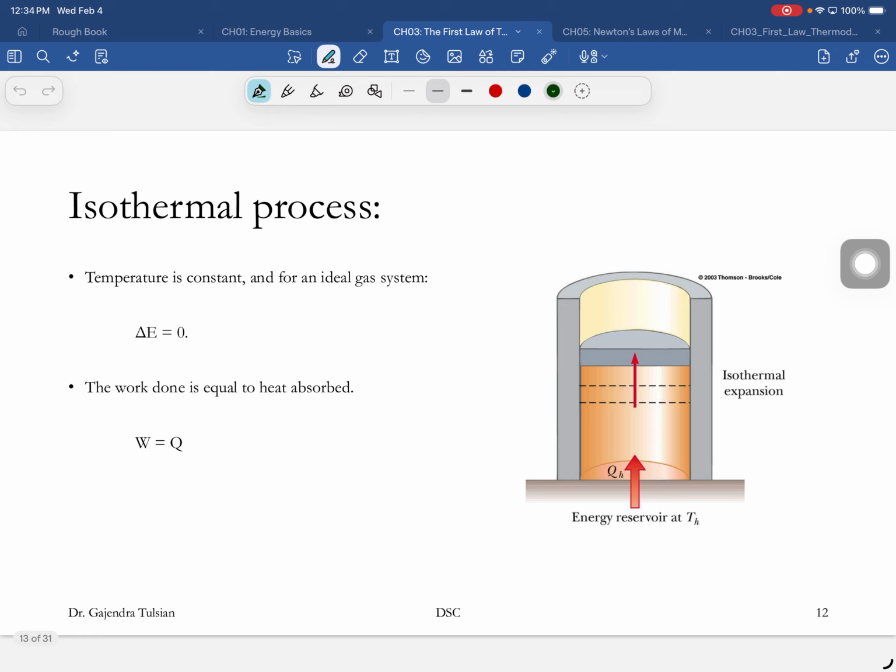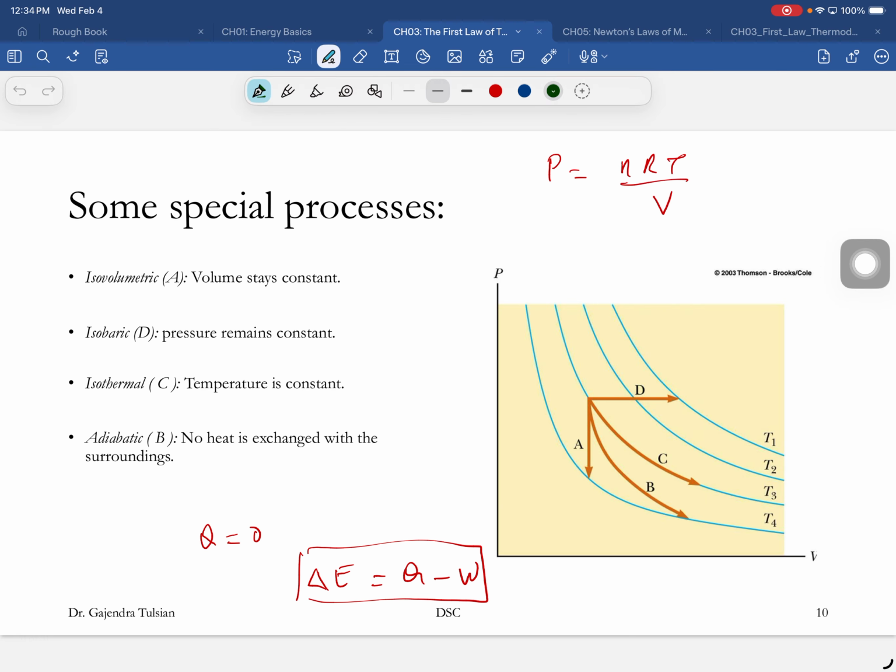All right, so one of the things we talked about last time was these various processes. Isovolumetric process, a process where the volume is constant. And again, we're talking about gases here. So isovolumetric process, volume is constant; isobaric process, pressure is constant; isothermal process, temperature is constant, okay?